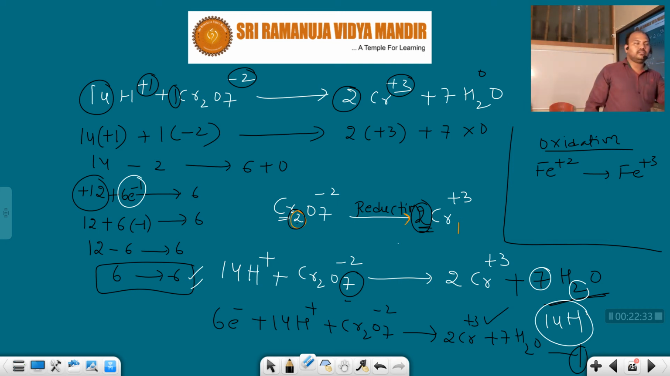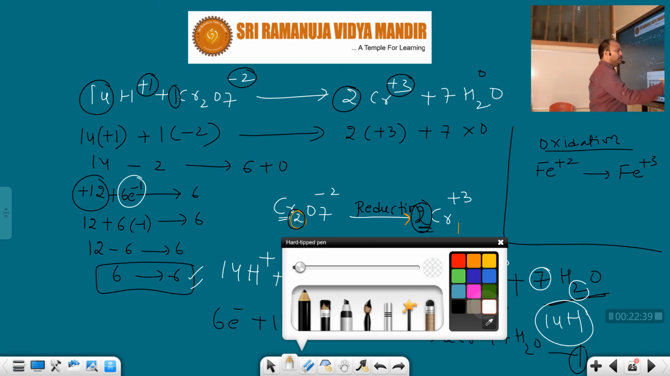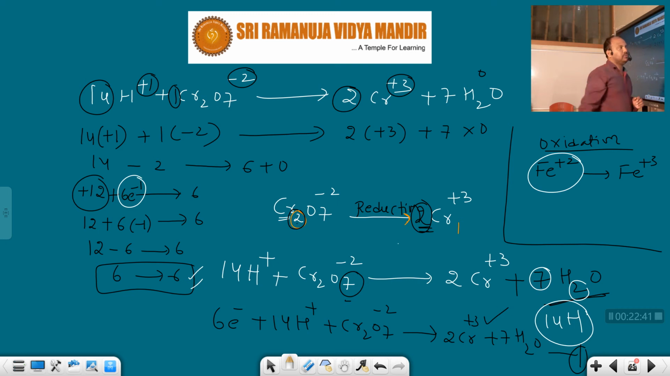Are there any oxygens? There are no oxygens in the Fe plus 2 ion. Am I correct or not? There are no oxygens, so we don't need to add water molecules. If oxygen deficiency is there, we add water molecules. But in the oxidation reaction there are no oxygens, so we don't need to add water molecules. Are there any hydrogens? Either on the left side or the right side, there are no hydrogens, so we don't need to add protons.